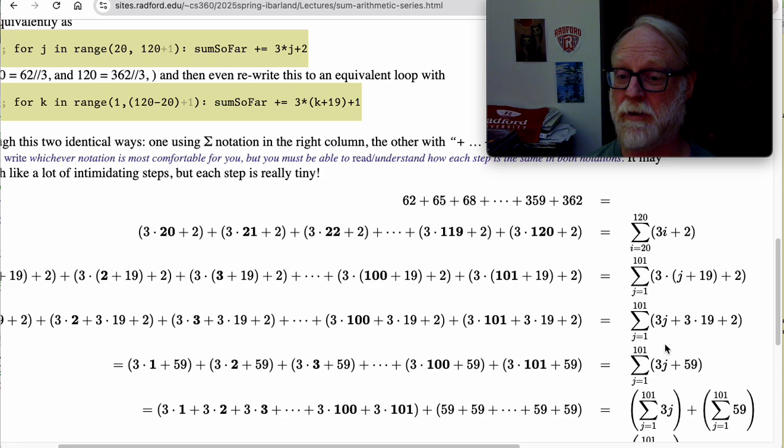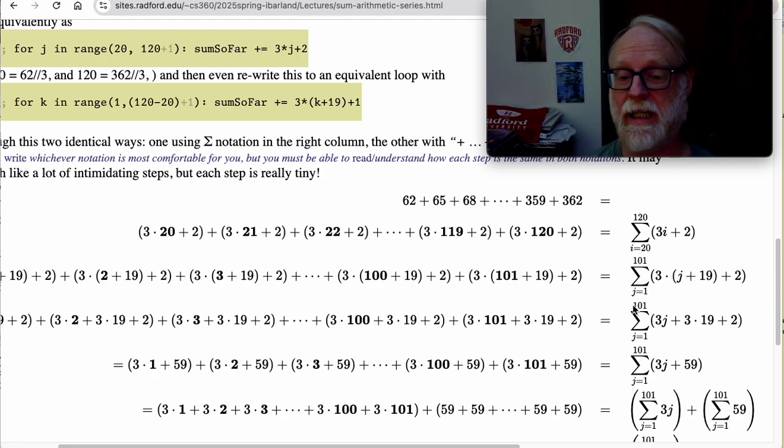If you look at the summing on the right-hand side here, 3 times j plus 19, well, that's just 3 times j plus 3 times 19, and then the plus 2 gets carried along. Again, you can think of that out here. This term here, 3 times 2 plus 19 plus 2, well, that's 3 times 2 plus 3 times 19 plus 2. And the 3 in bold are the things that are incrementing: 1, 2, 3, 4, up to 100, 101.